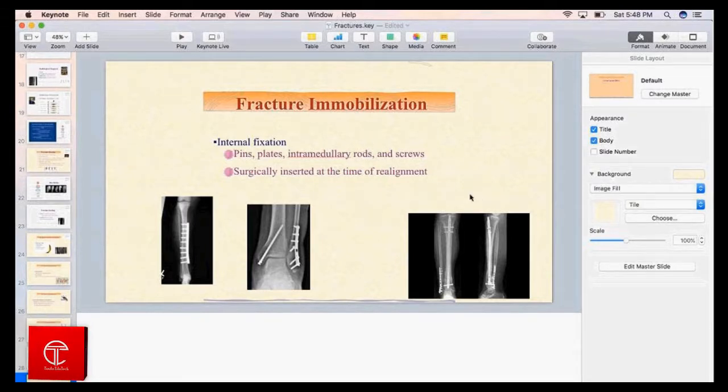So I repeat, fracture stabilization, surgical stabilization, is broadly classified into external fixation and internal fixation. External fixation is pin fixation and ring fixation. Internal fixation is extramedullary fixation and intramedullary fixation with your nail.